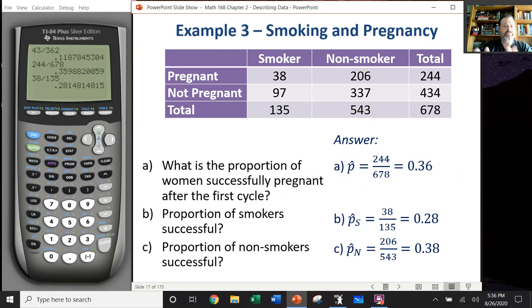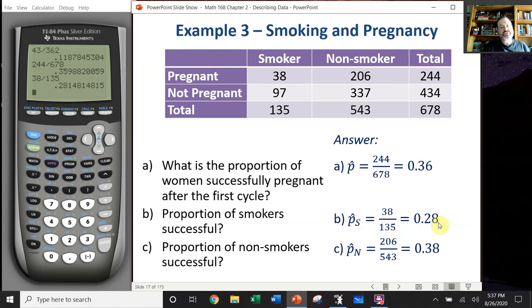Before we move on, because there's plenty more to do in this problem, let's just look at what we have so far. Notice the notation changed. Whenever you have 2 categorical variables and you're looking just at one column or another, or just at one row or another, you have to label your p hats, and you label them according to the category. Here, the explanatory variable is smoker or non-smoker. So we're going to have a p hat with smoker attached to it, and a p hat with non-smoker attached to it. The proportion of smokers in the sample who got pregnant was 38 out of 135, or 0.28.